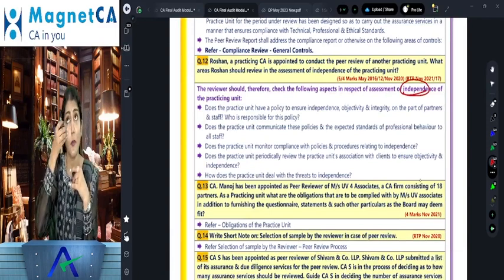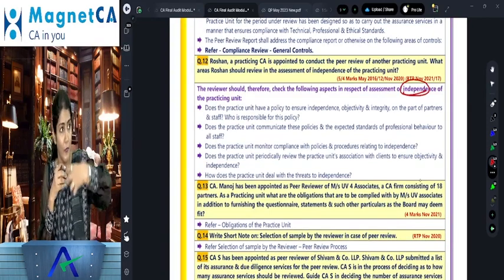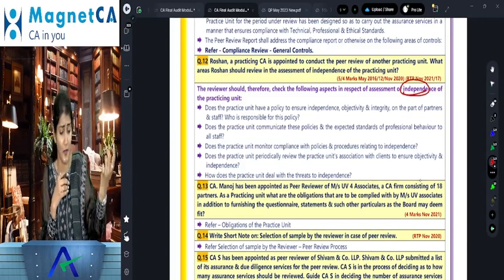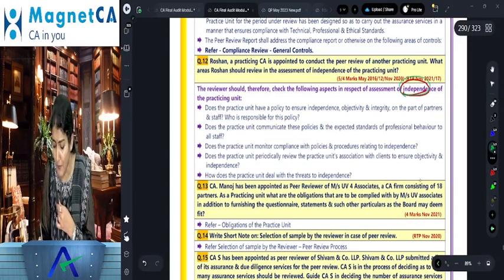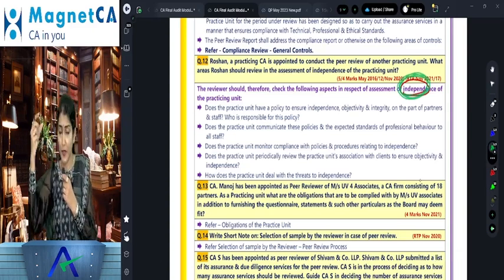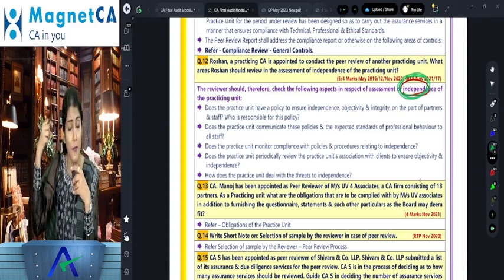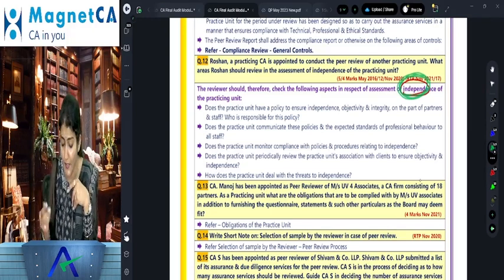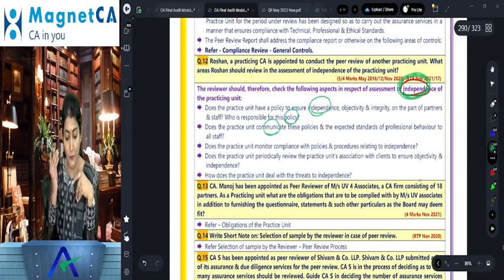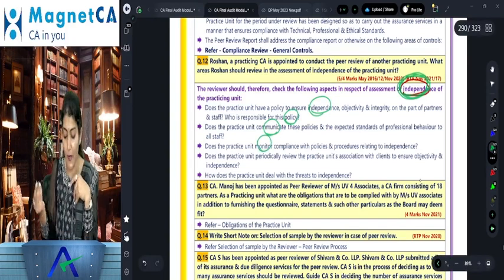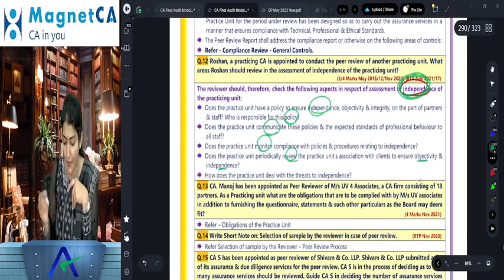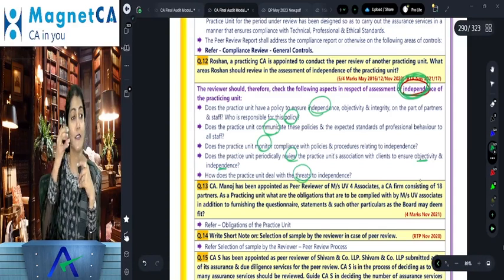Right, so now when the reviewer comes to your CA firm, are you getting the word? The reviewer is coming to your CA firm to do the peer review. When he comes for doing the peer review, is he going to check how your firm complies with the requirement of independence? Yes. So again, he will check whether the firm has the policy for independence, whether it has been communicated to all the firm personnel, how they monitor compliance with the policy, how they ensure objectivity and independence, and whether they have identified any threats to independence.